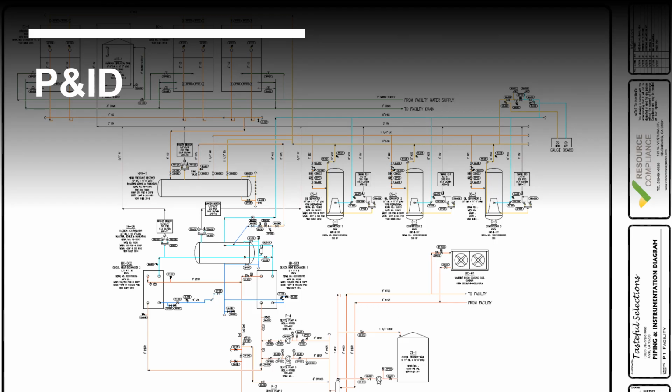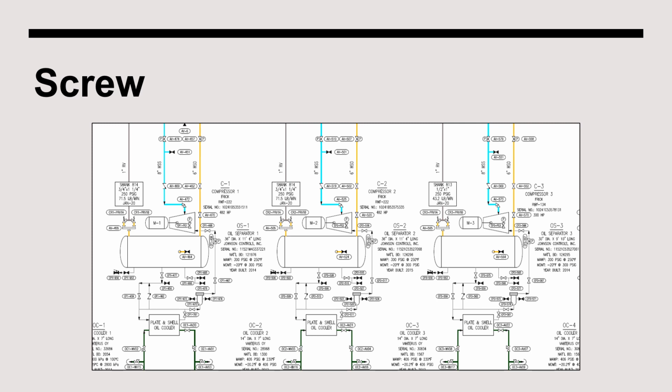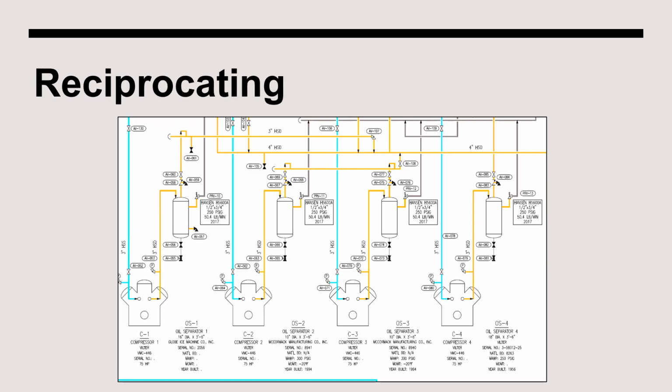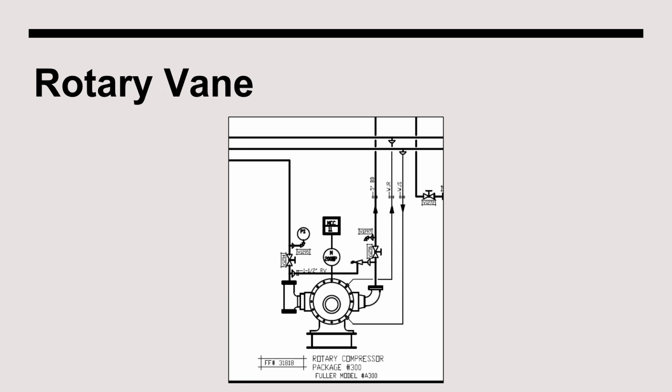The P&IDs typically display the three types of compressors in three different ways. Screw compressors are typically configured in this manner, with a trapezoid representing the screw portion of the compressor package. Reciprocating compressors are usually drawn to indicate how many cylinders are present. This information allows you to determine the number of cylinders or compression chambers that are present in the compressor. Lastly, this P&ID depicts a typical configuration for a rotary vane compressor.